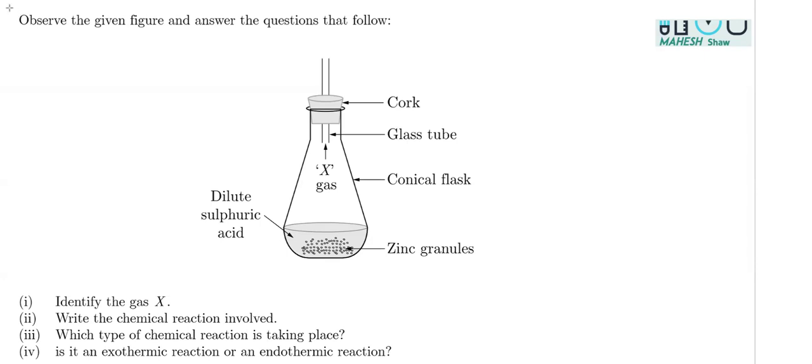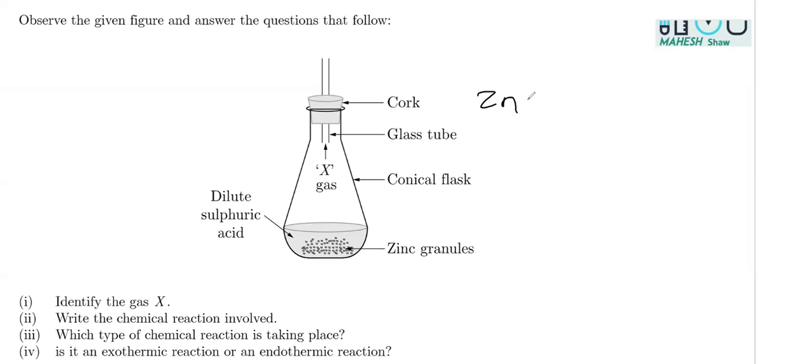In the next question, it says: observe the figure and answer the questions given below. What we can see is a conical flask here, and these are zinc granules, and this is dilute sulfuric acid. Now we have to identify the gas. So what we can do is write down the reaction involved.